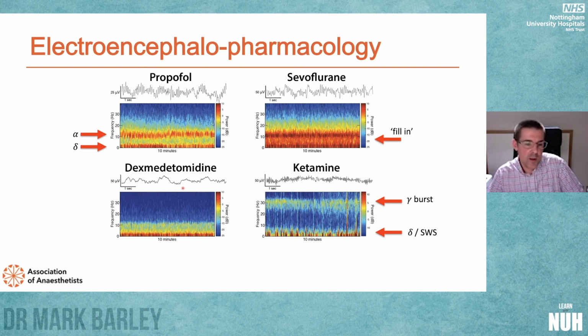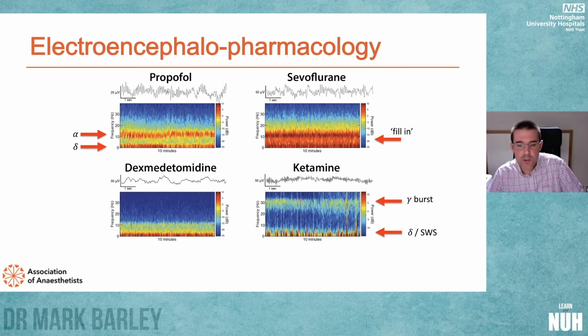Dexmedetomidine is a funny drug, produces a deep sleep-like looking EEG, which is dominated largely by delta waves. And we can see if we look at the raw EEG that they all look a little bit different, but this density spectral array, which we'll all have access to soon, makes it very easy to recognize what's actually going on. Now, ketamine, if we look at this, this is what an awake EEG looks like essentially.